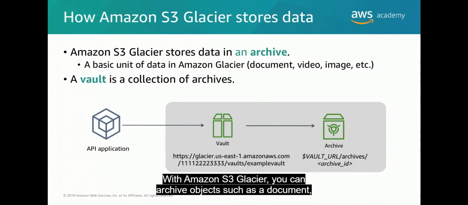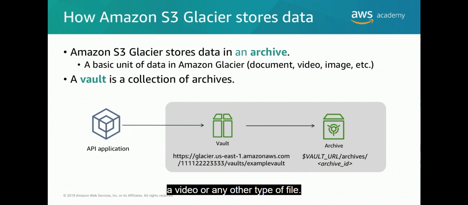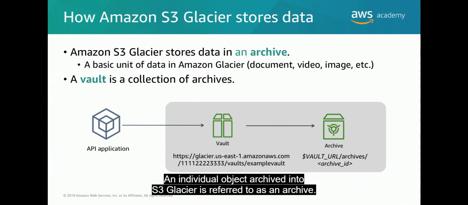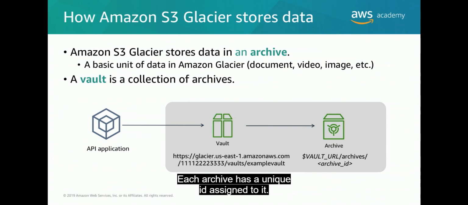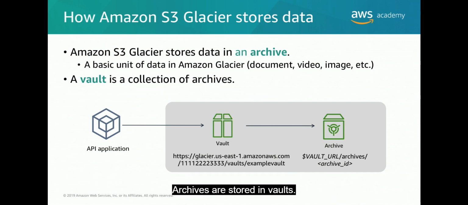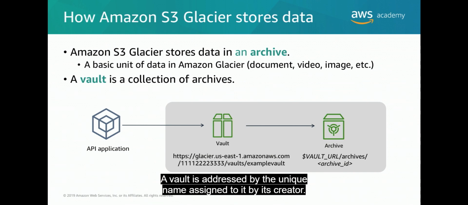With Amazon S3 Glacier, you can archive objects such as a document, a video, or any other type of file. An individual object archived into S3 Glacier is referred to as an archive. Each archive has a unique ID assigned to it. Archives are stored in vaults. A vault is addressed by the unique name assigned to it by its creator. A given AWS account can create up to 1,000 vaults in S3 Glacier.